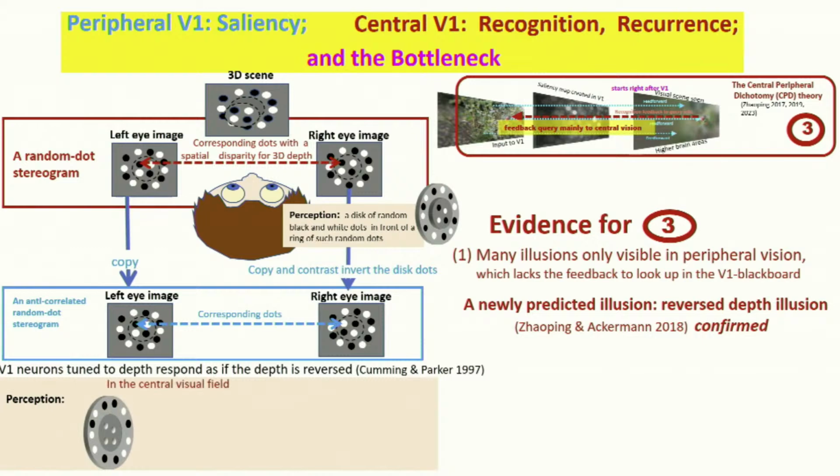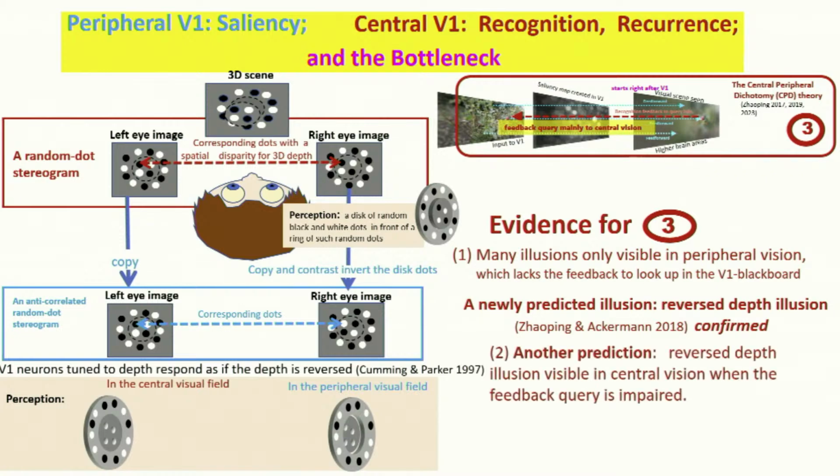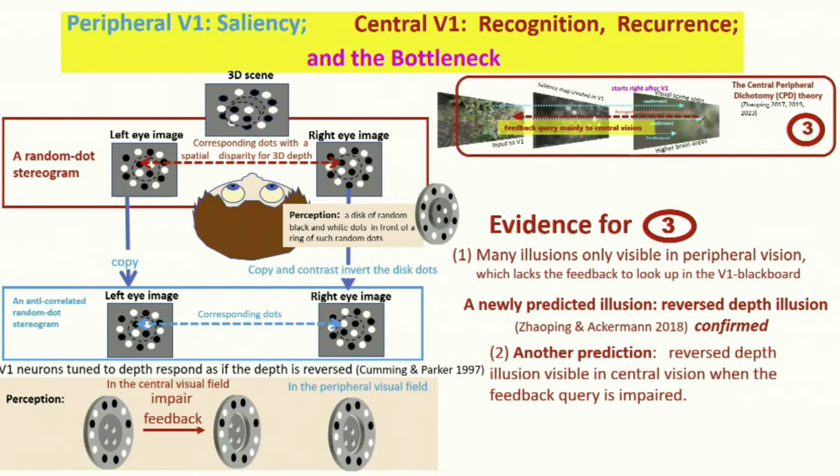Central vision does not get fooled. It sees the disk as neither in front nor behind. But peripheral vision sees this reversed depth illusion reported by V1 neurons, as theoretically predicted. A second prediction naturally follows. This reverse depth illusion should become visible in central vision when the feedback query is impaired, so that central vision also cannot query the V1 blackboard to veto the fake news reported by these depth-tuned V1 neurons.